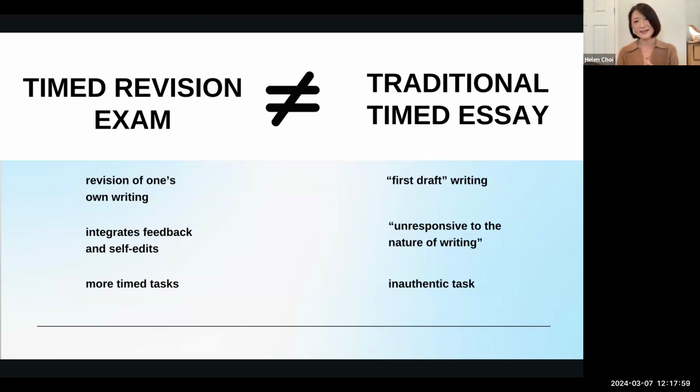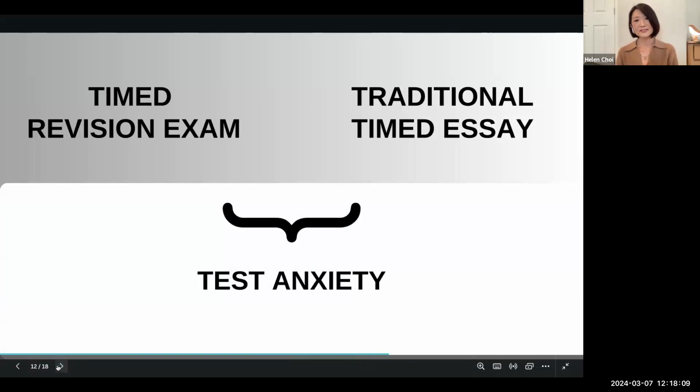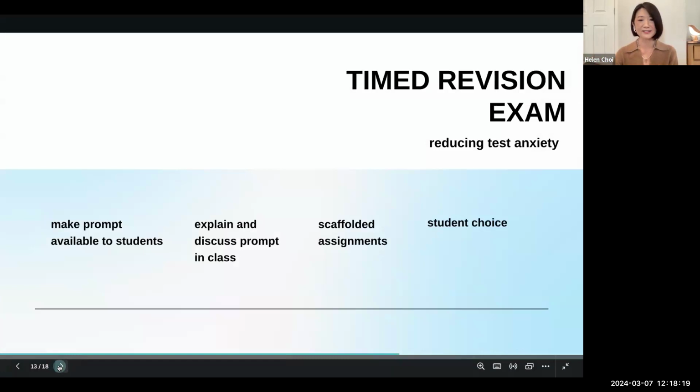So in that way, I do think timed writing is becoming slightly more relevant in some employment and some school contexts. But of course, what the traditional timed essay and the timed revision exam have in common is test anxiety, which is terrible, and we want to make sure we mitigate that.